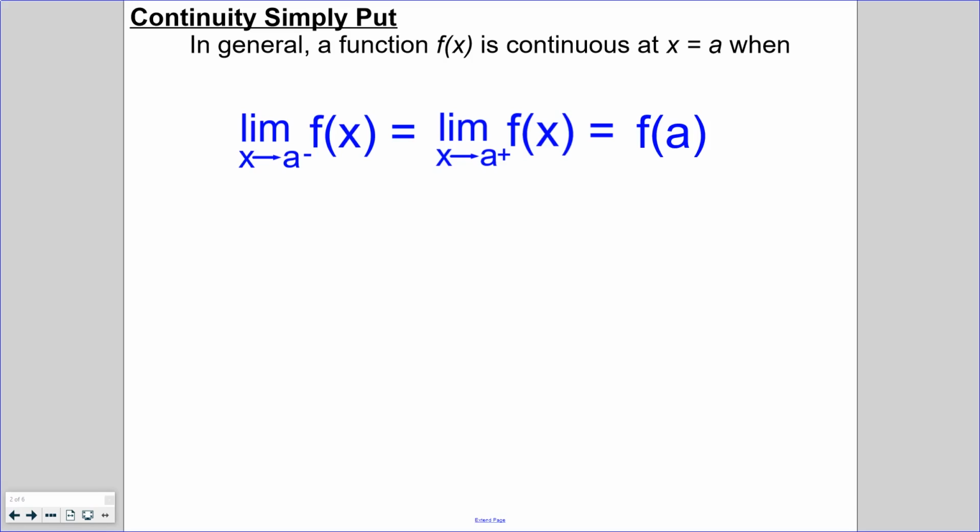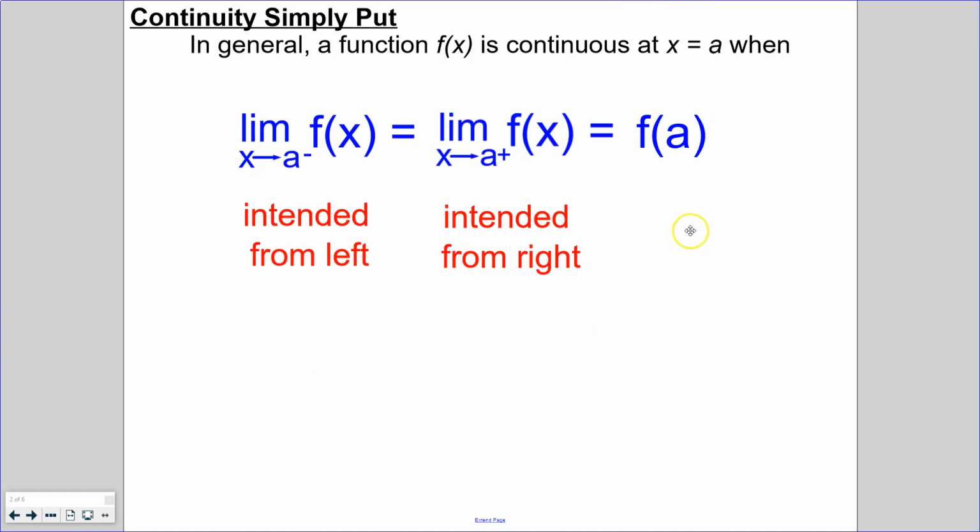limit from the left equals the limit from the right, and both of those limits equal f of a. And this expression, if it is true, means there is no jump, no infinite, and no removable discontinuities. So we could think about this equation as the intended height from the left equals the intended height from the right, and both of those equal the actual height. And again, if all three of these pieces are in fact equal, our function is continuous at a.